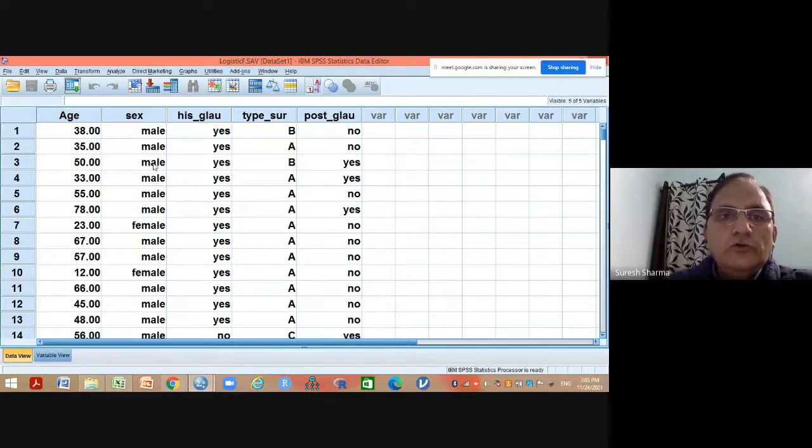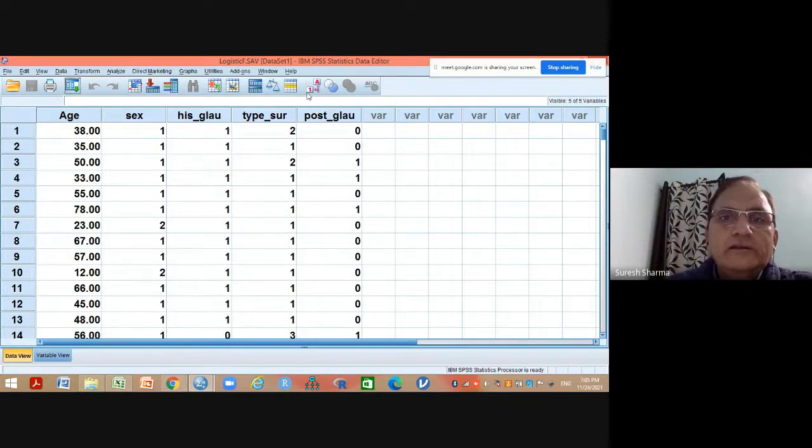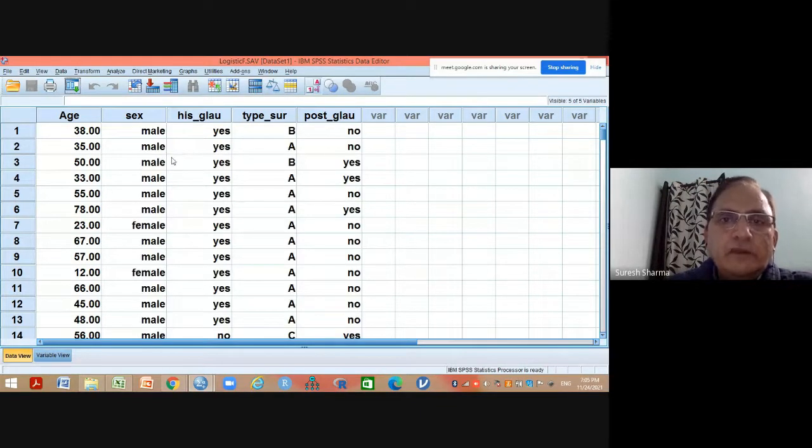Now, I want to see whether the gender, male and female, is associated with the post-PK glaucoma. That means those who are male, whether male are associated with the post-PK glaucoma or not. So I want to correlate between them. Correlation means association. I want to see gender with post-PK glaucoma. So to apply chi-square, very simple.